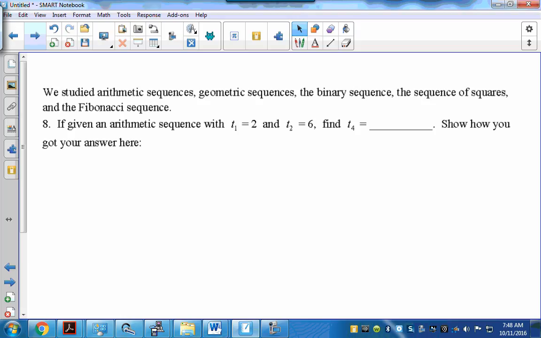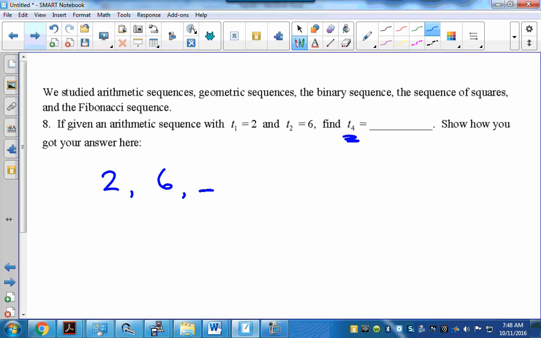This is a problem where you're asked to find the 4th term, T sub 4, of an arithmetic sequence. You do know the first term is 2, and you know the 2nd term is 6. You don't know the 3rd term, and you're looking for the 4th term. That's what this is right here.